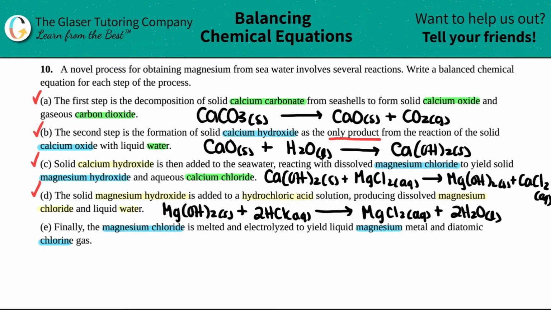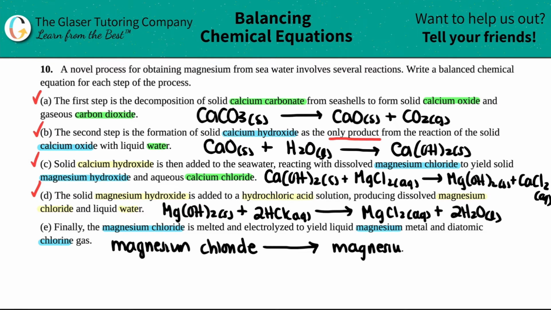So it looks like for this one, we start off again with magnesium chloride. And it was melted, okay, cool. It was electrolyzed, cool. It yielded, so that means the arrow. Just magnesium metal, and diatomic chlorine gas. Okay. So now, let's try it out. We know what magnesium chloride is already, right? It's MgCl2.